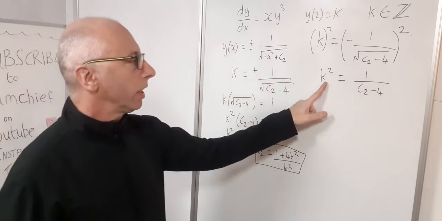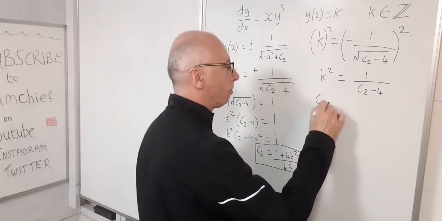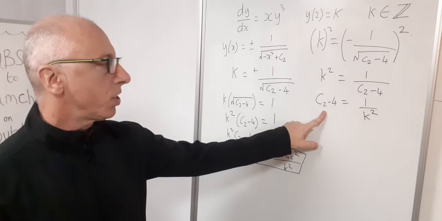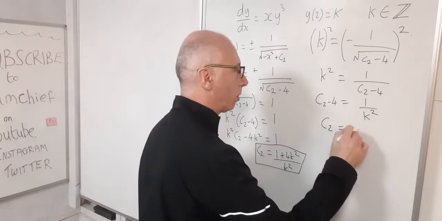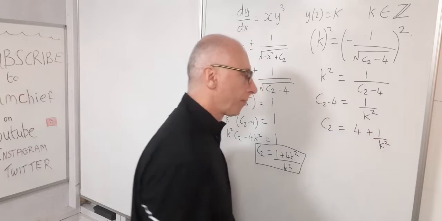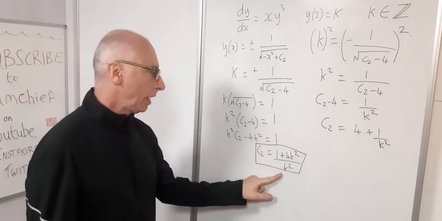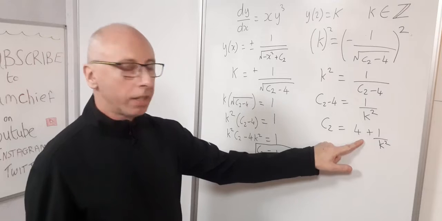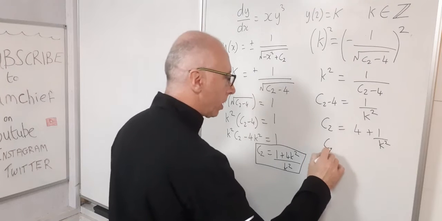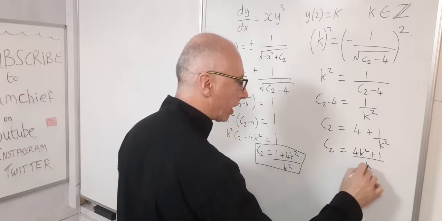Okay, now let's just bring these over on different sides. So now I've got c2 minus 4 equals 1 over k squared. Now I've got c2 equals, add 4 to both sides, 4 plus 1 over k squared. Okay, so now just to try and get this looking a bit like this one, I can now multiply this 4 by k squared over k squared. So that will then give me c2 equals 4k squared plus 1 over k squared.